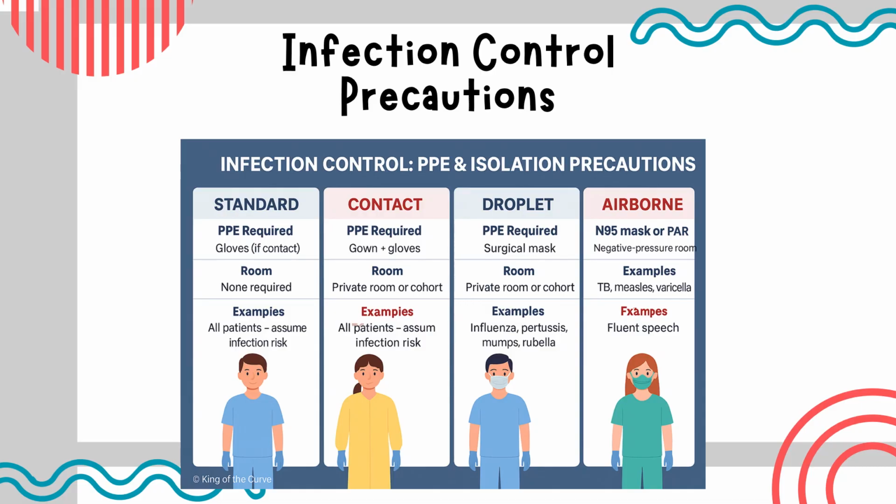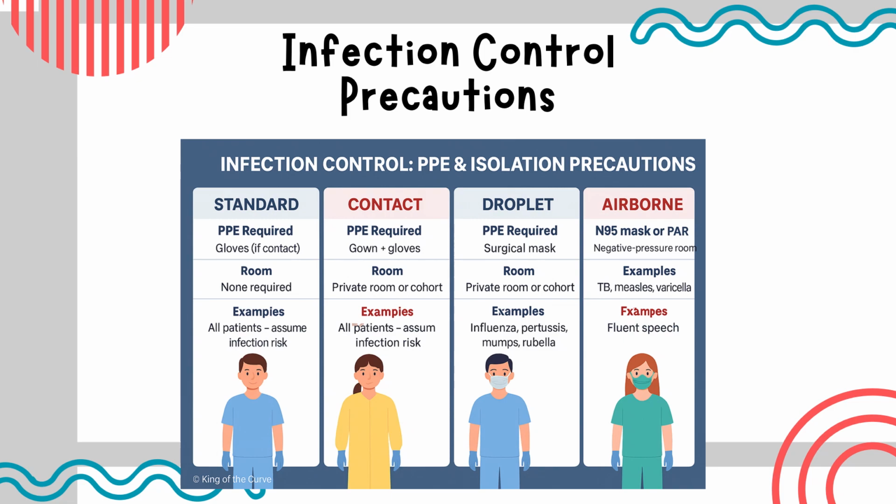Next, you have contact. For contact, you need to wear your gown and gloves. Typically, they're going to be in a private room, or if two individuals have the exact same contact isolation pathogen, then they would be in a cohort. You could potentially room two people together.